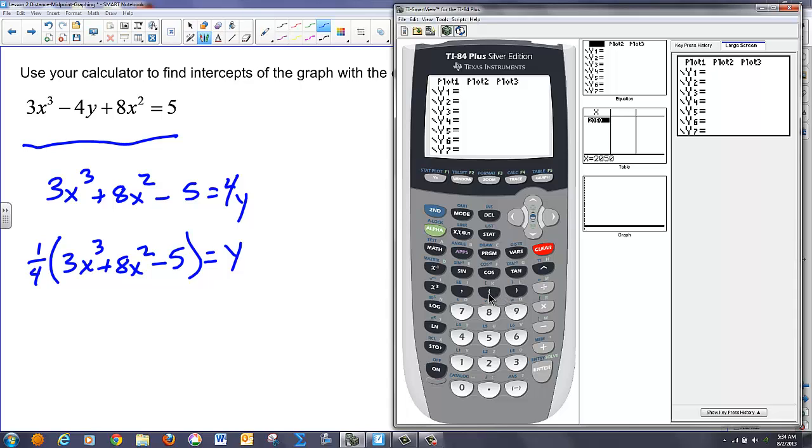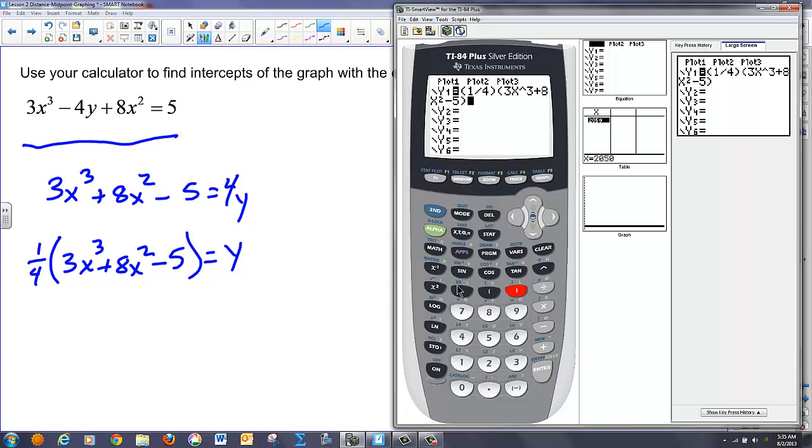But whenever I have a fraction, I want to put the whole fraction in parentheses. So I go 1 divided by 4, close my parentheses, and then I'm going to open up another set of parentheses, and that'll tell me to multiply. So I've got 3x to the third plus 8x, and for squared I can just use this button right over here, minus 5.